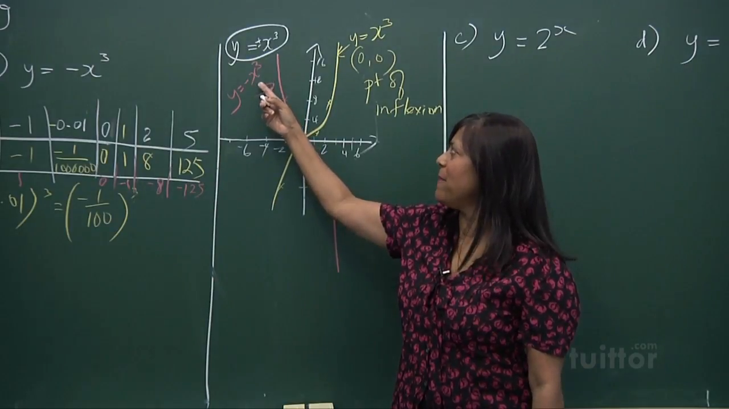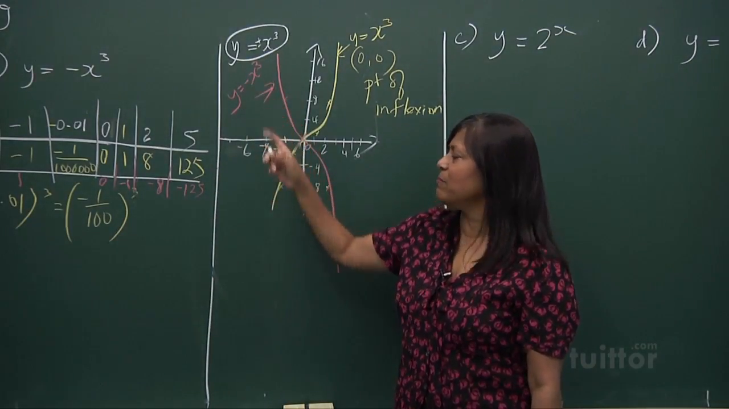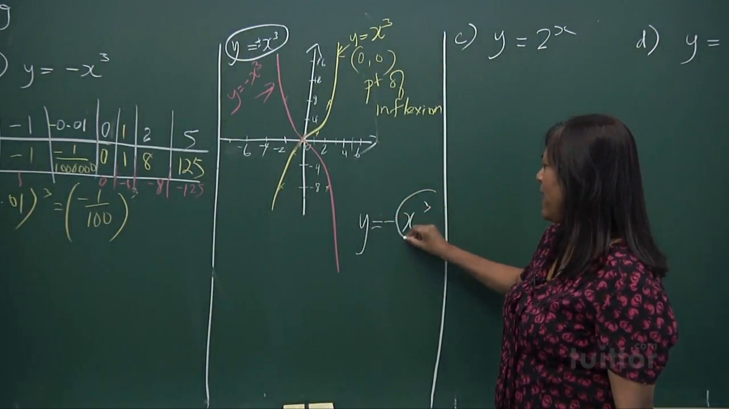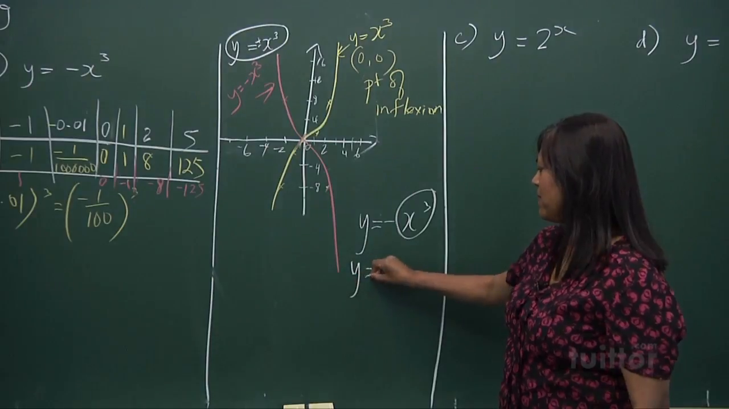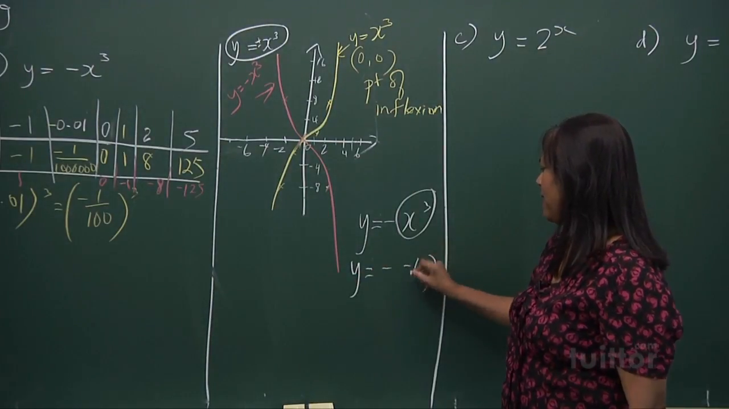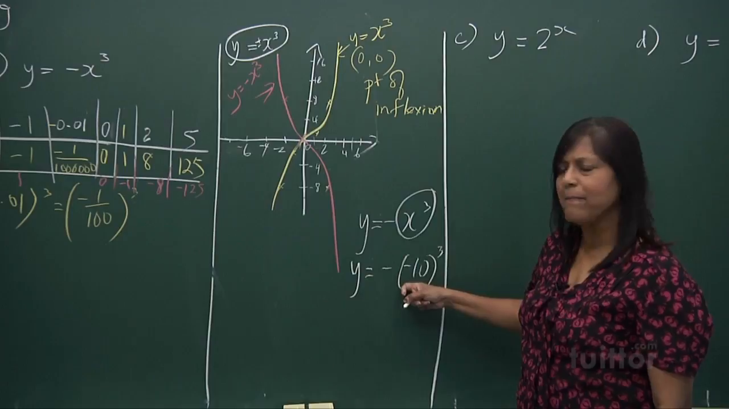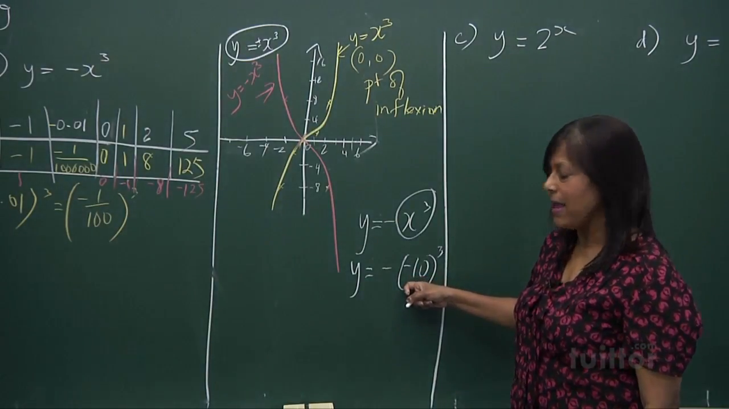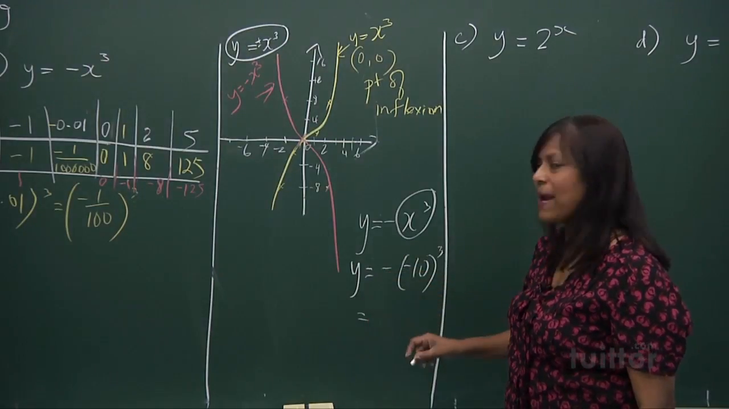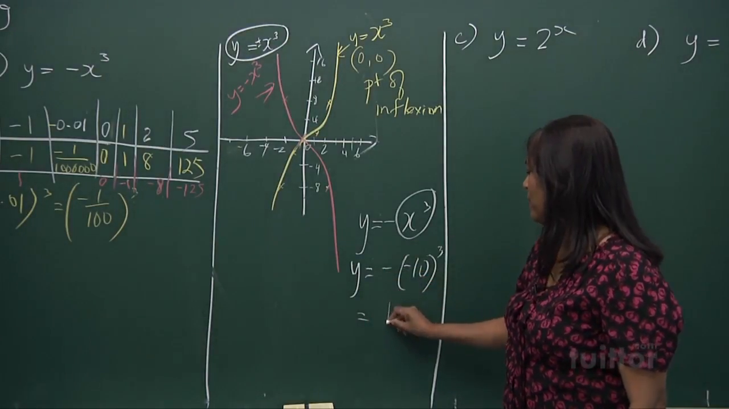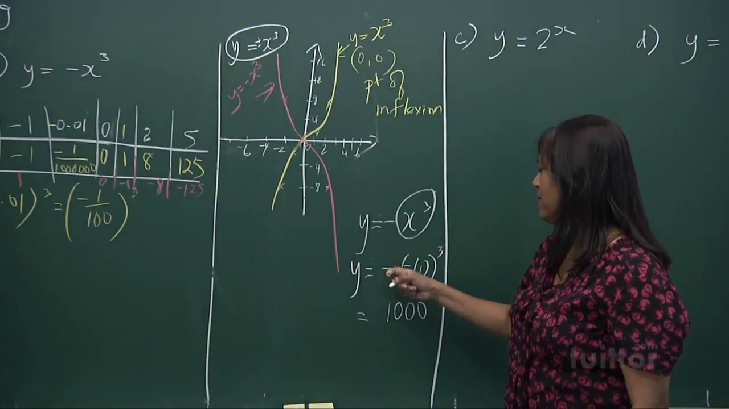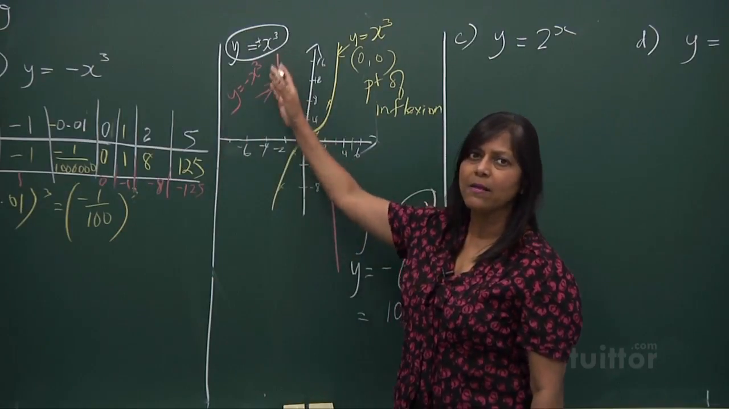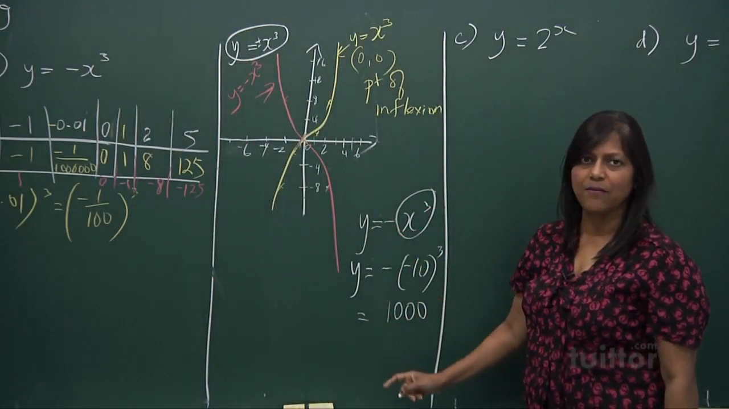But when x is minus 10, because of this minus, you see the behavior of y equals minus x cubed. When x is minus 10, alright, minus 10 cubed. Look at that, minus repeated 3 times will be a minus. And a minus will give you a plus. So 10 cubed will be 1,000. So you'll see that when x is negative, y becomes positive because of the minus.